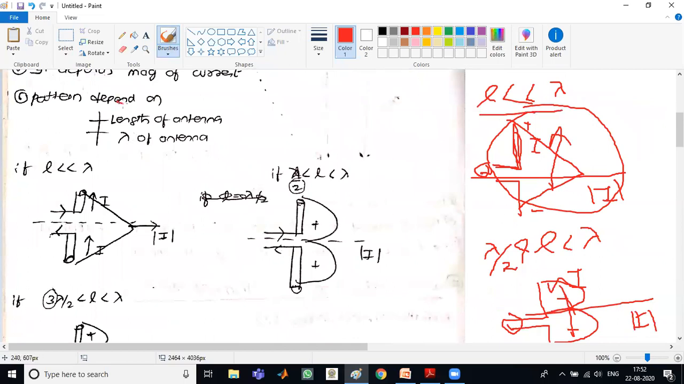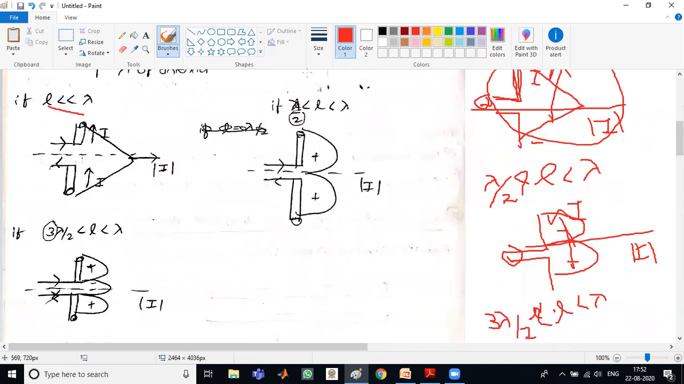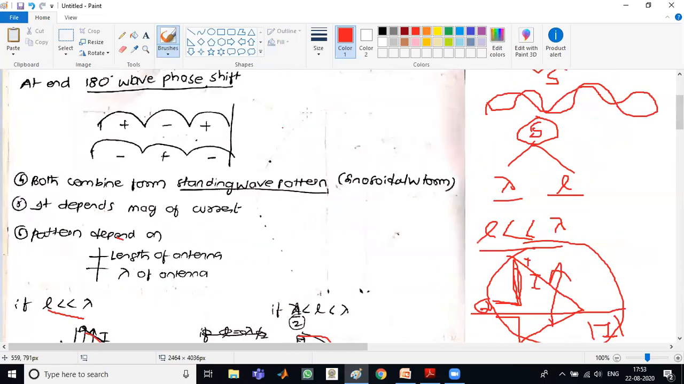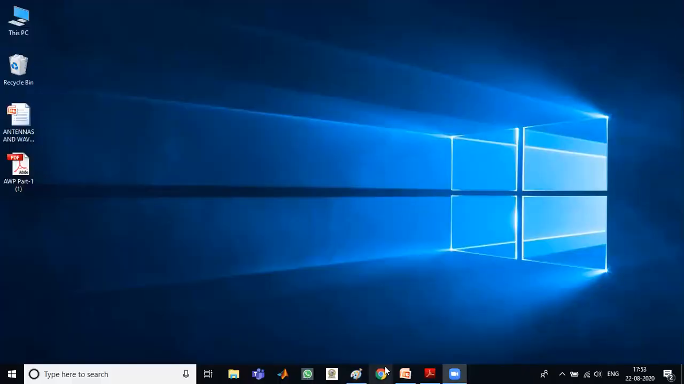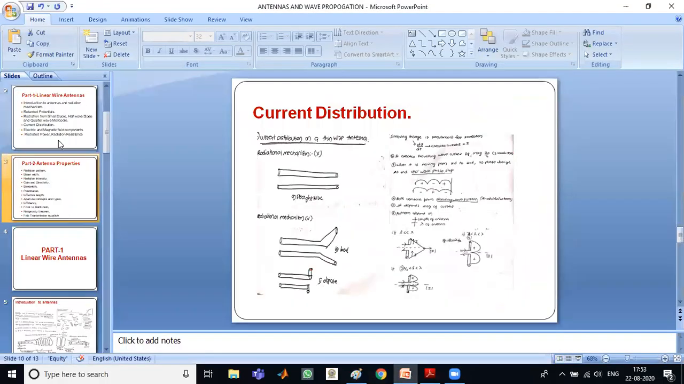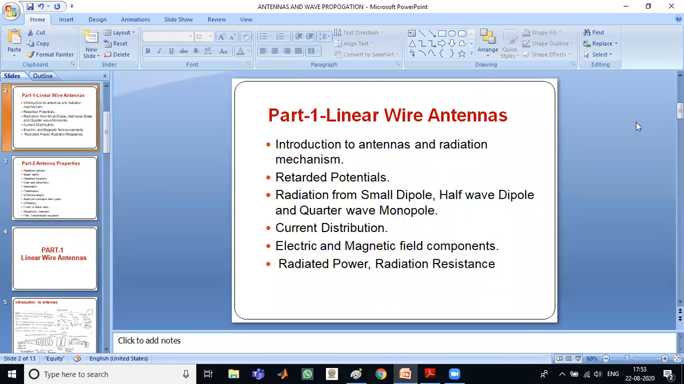The length is far less than lambda, between lambda by 2 and lambda, and between 3 lambda by 2 and lambda. These are the three practical cases which are formed when the length varies with respect to lambda. And with this, we have completed the first part of antennas.